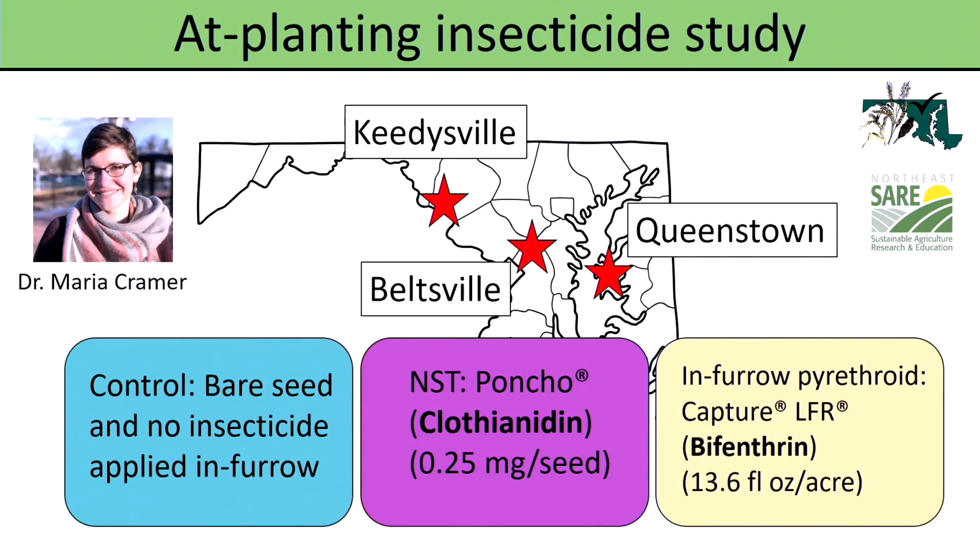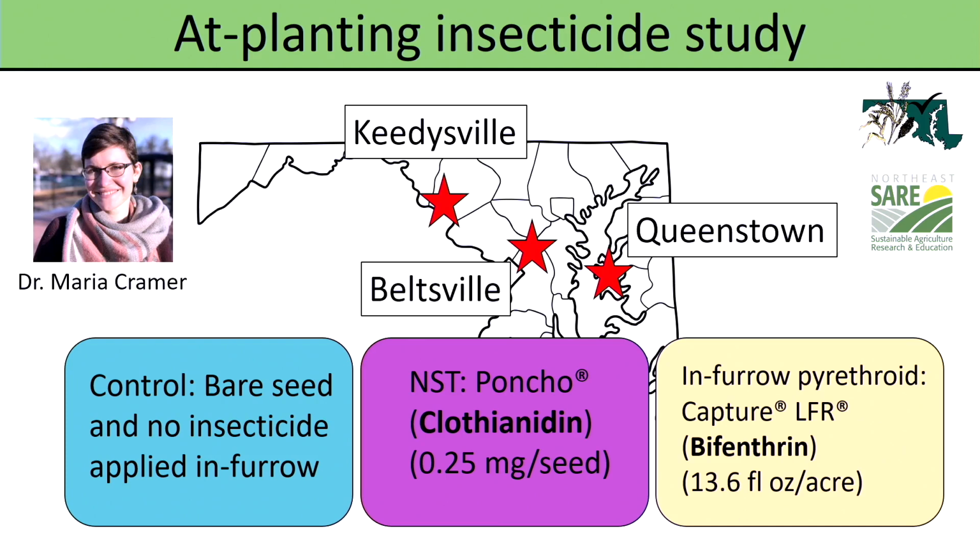So my PhD student, Dr. Marina Kramer, was doing an experiment. She did this for over 3 years at Keedysville, the Y, and Beltsville. So we covered all of Maryland, and we were comparing completely untreated bare seed in field corn with Poncho at a 250 rate, as well as Capture in furrow at 13.6 fluid ounces per acre.